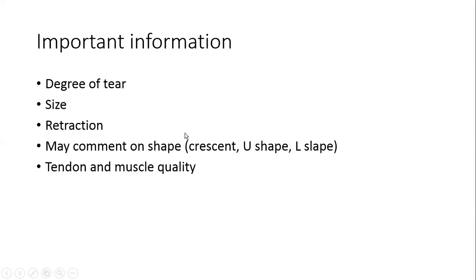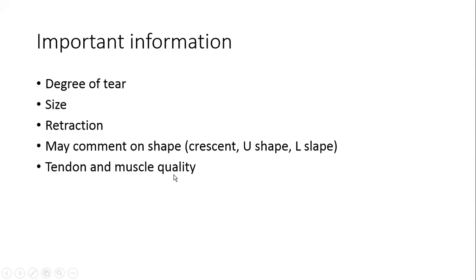But you can further define the shape also. Not always possible, but sometimes you can see whether it's a U shape or L shape full thickness tear. Now, after that, you may define whether the muscle and tendon quality is good or bad. Again, there are different classifications for tendon and muscle quality.